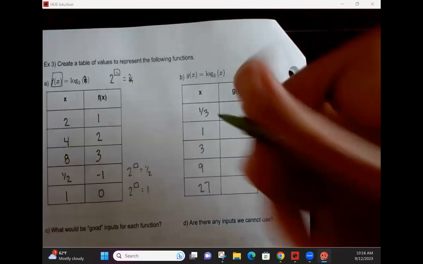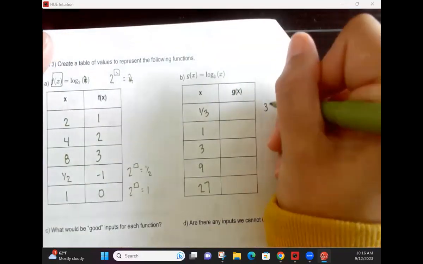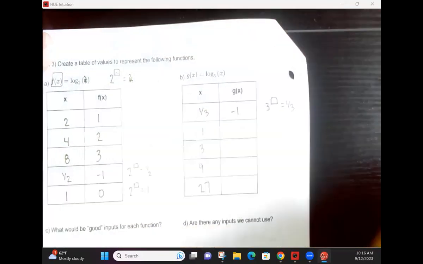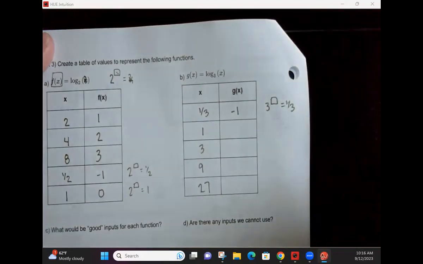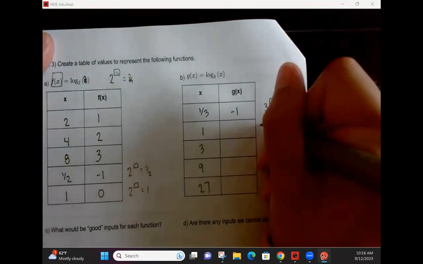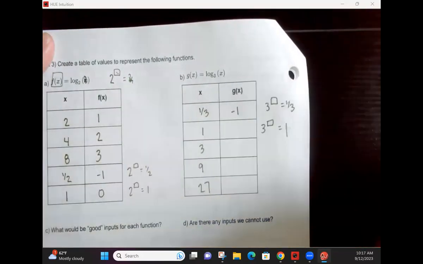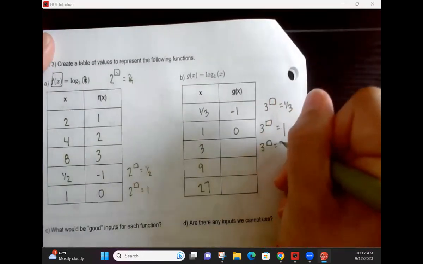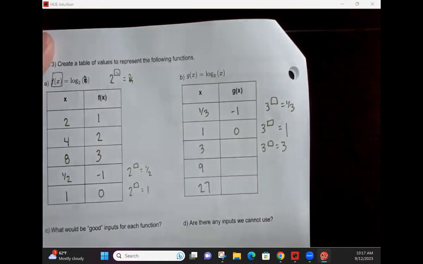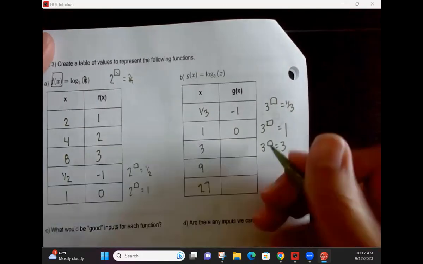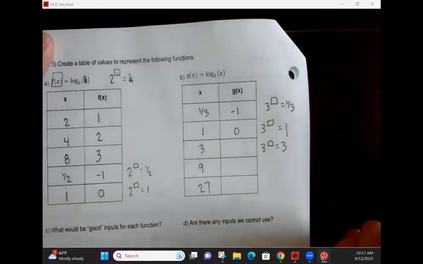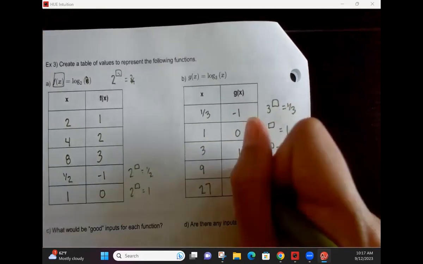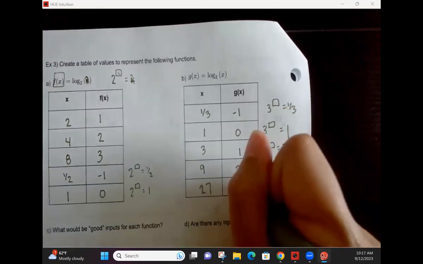So if I pick 1/3, this would be 3 to what power gives me 1/3. That's got to be -1. And my function value is -1. My input is 1/3. 3 to what power gives me 1? 0. 3 to what power gives me 3? The rest of these you guys can handle without, I think, too much stress. 3 to what power gives me 3? 1. 3 to what power gives me 9? 3 to what power gives me 27? 3. Okay.